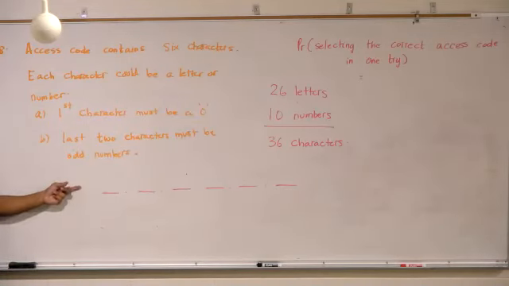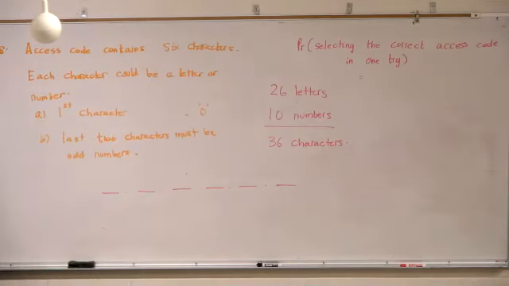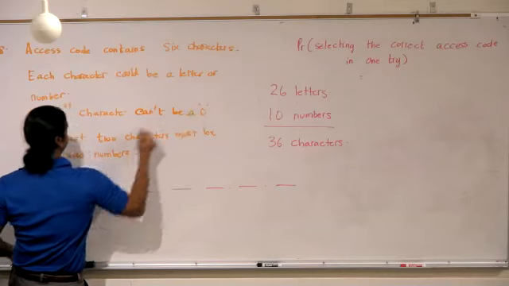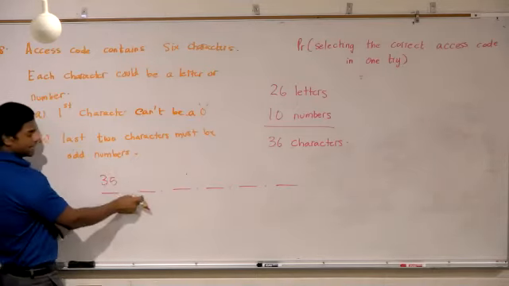The first character can't be a 0, right? In how many ways could that happen? If it can't be a 0, how many possibilities do we have? 35.